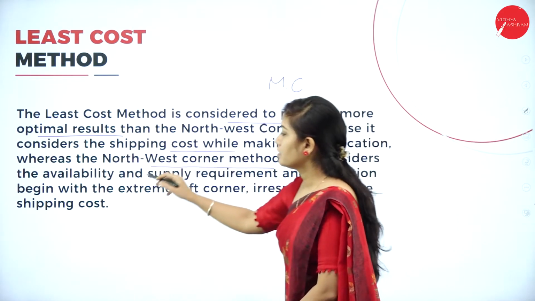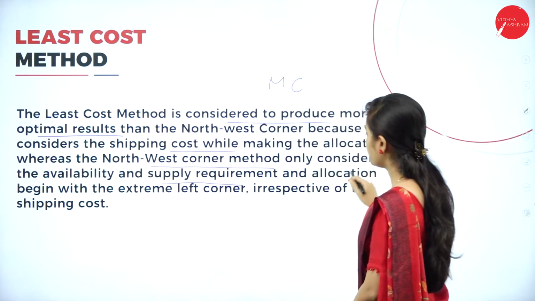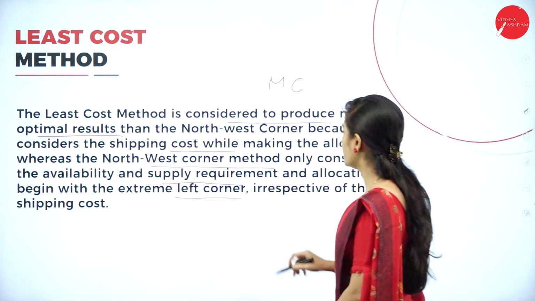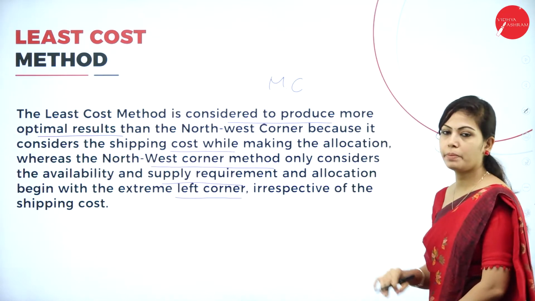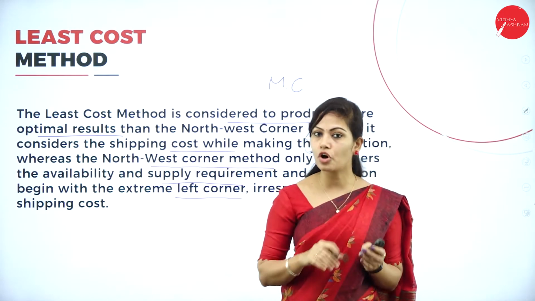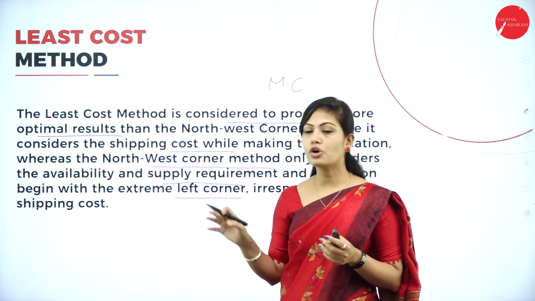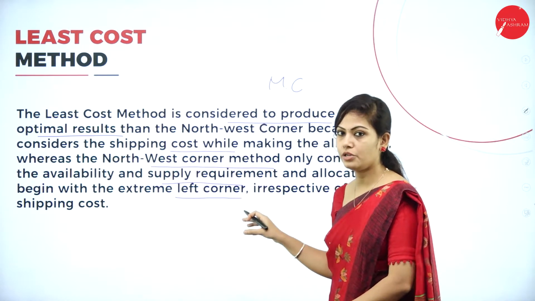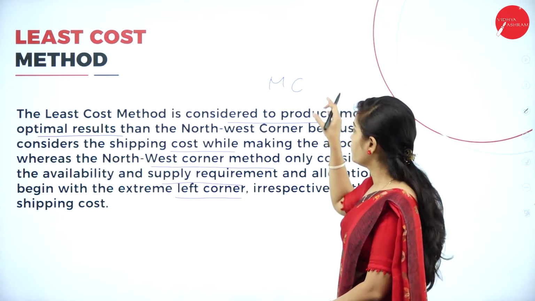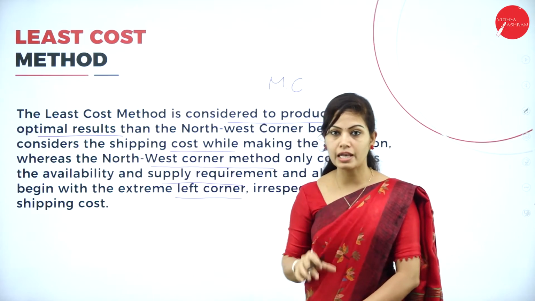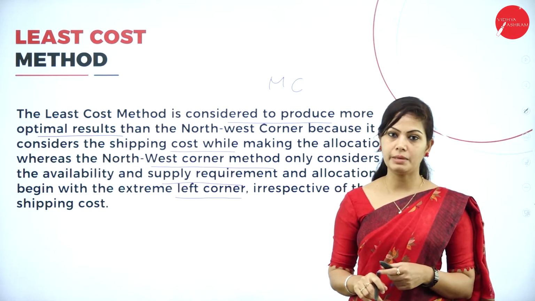In northwest corner method, the availability, supply and requirement allocation begin with the extreme left corner irrespective of the shipping cost. In northwest corner method, we are selecting the left corner value, but in least cost method, we are selecting the least value, the minimum cost, the least value out of the variables.